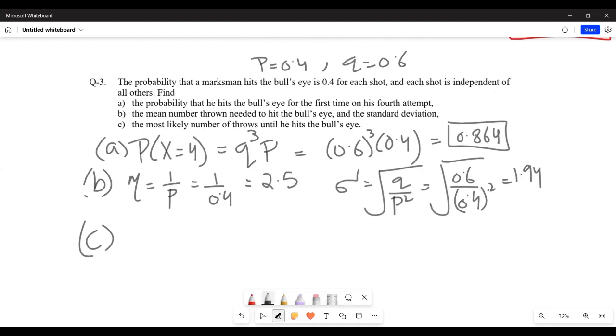The most likely number of throws until he hits the bullseye. Okay. That's just the same as mean. So just ignore that.